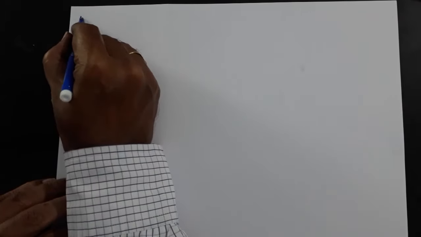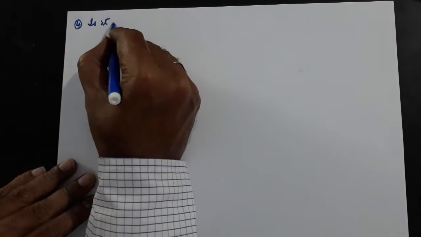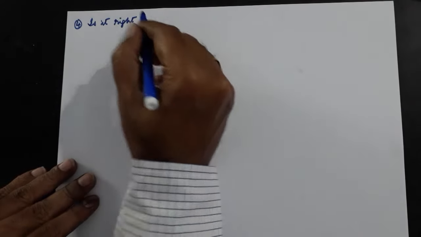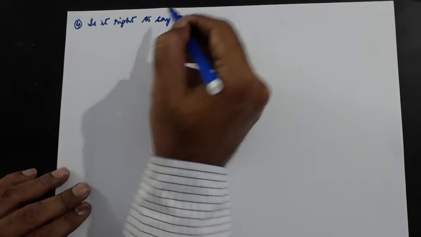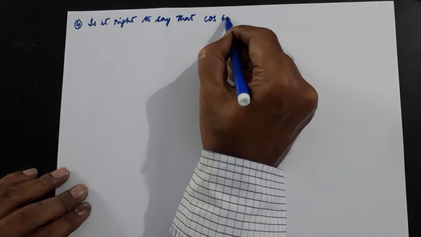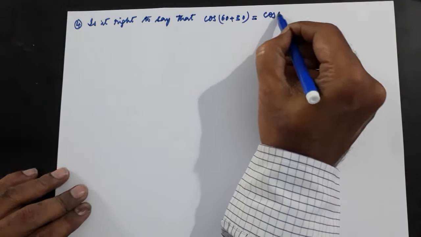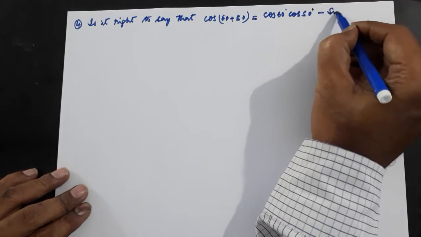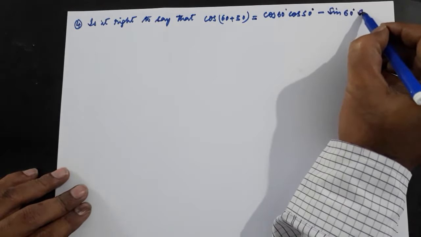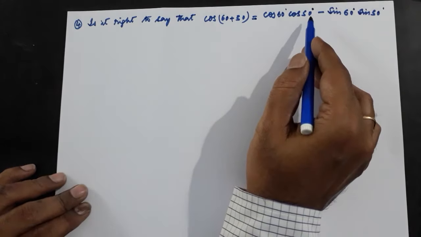So we'll come to the fourth problem. What is it? Is it right to say that cos 60 plus 30 equals cos 60 cos 30 minus sin 60 sin 30? So is it right to say this is equal to this? They are asking us actually.